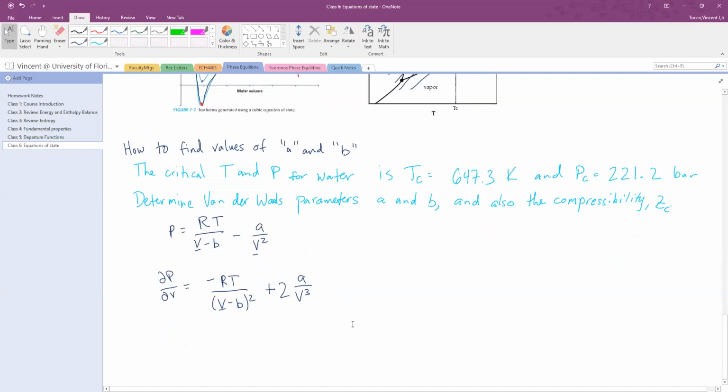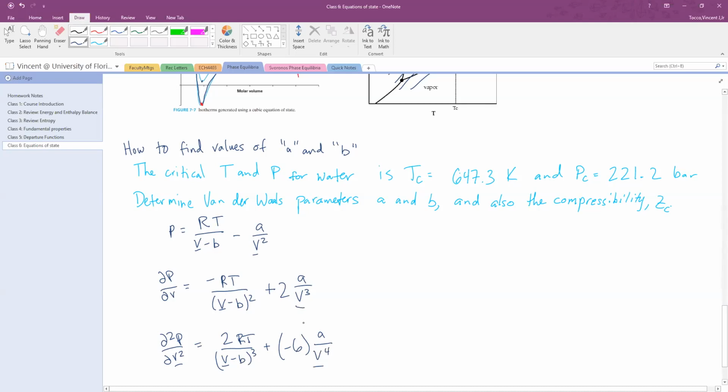So that's the derivative. The second derivative, d2P over dV2, is equal to, now the -2 comes back out front again, making it a positive. So it's 2RT over (V minus B) to the third power plus -6A over V to the 4. Forgot my underbars.